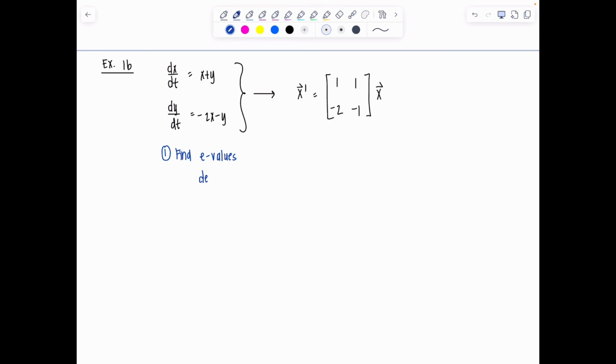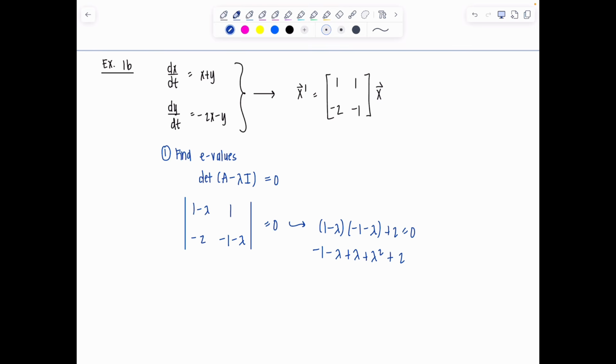So we need the determinant of A minus lambda I, set it equal to 0. So we're going to have 1 minus lambda, 1, negative 2, negative 1 minus lambda equals 0. So what do we get? 1 minus lambda times negative 1 minus lambda plus 2 is 0. Multiply it out, so negative 1 minus lambda plus lambda squared plus 2 is 0.